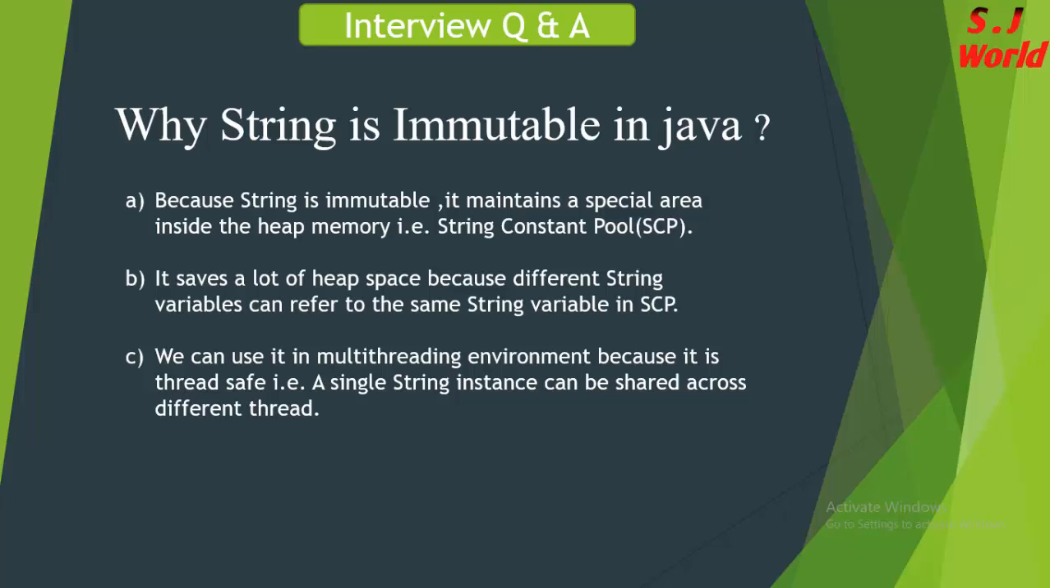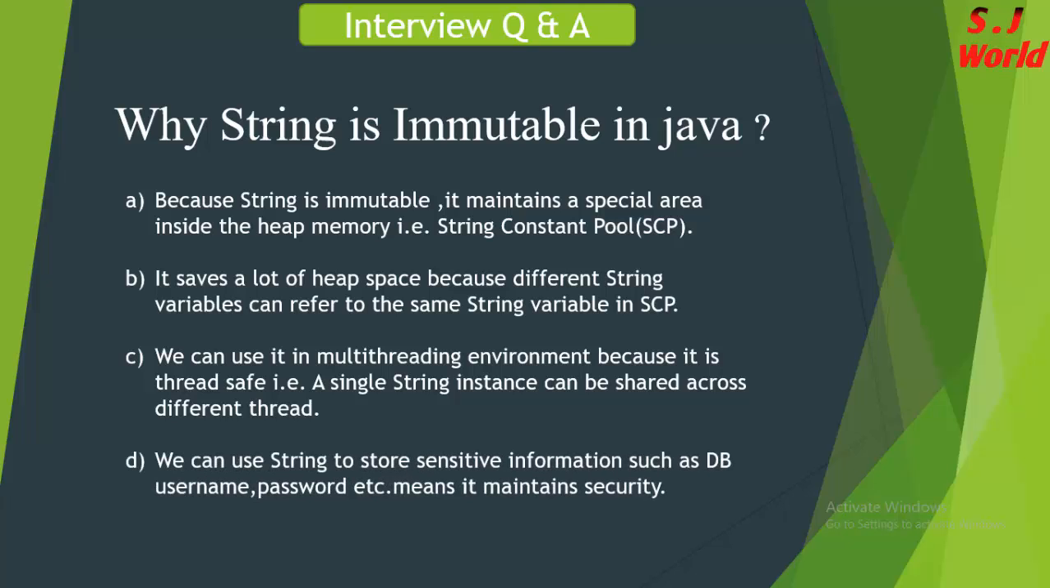Now the next thing is we can maintain security with the string object. How? Because we cannot change it. If any hacker tries to change it, it will not be modified. So we can use string to store sensitive information like our DB username and password. Got it? So these are all the benefits of being immutable.